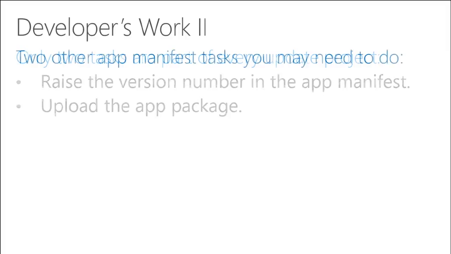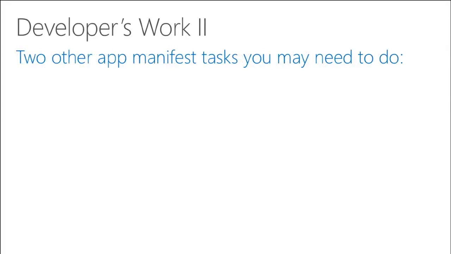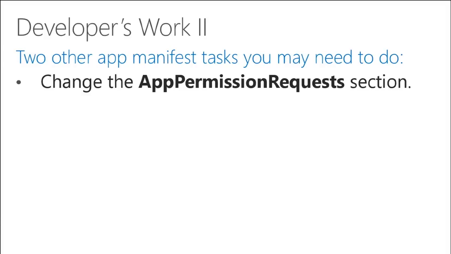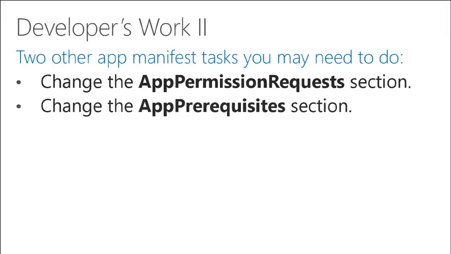A couple of things that are connected to the app manifest that I'll mention here is you may need to change the app permission request section if the update asks for more permissions than the preceding version did. Or for that matter, it might actually ask for fewer permissions than the preceding version did. And this, by the way, is the reason why the app has to be retrusted when it's updated, because the permission requests may have changed. The same point applies to the app prerequisites section. You may have to change that. And that's basically the only kind of changes you'll be making in your app manifest in the typical case.